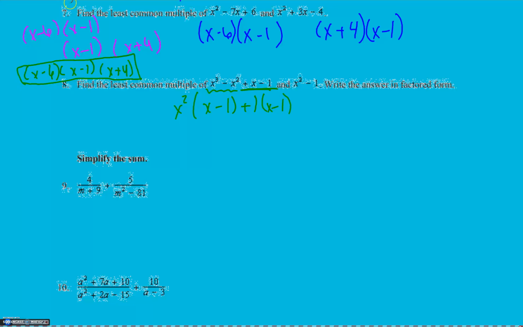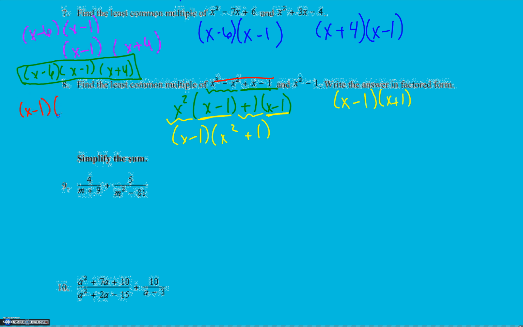Now I check and compare. Is there anything common between these 2 terms? My x minus 1. So I factor out my x minus 1 and again multiply by whatever's left: x squared plus 1. And I can't factor that any further. x squared plus 1 would be imaginary roots, so we leave it just like that. x squared minus 1, however, is a difference of squares: x minus 1 times x plus 1.